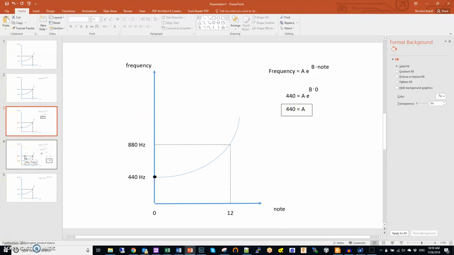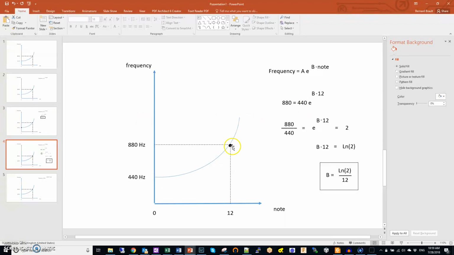Let's take a look at the next point on the graph. We know that A is 440. Let's plug this point into the equation and see if we can solve for B now. So the frequency 880 equals A, which is 440, times e^(B times 12). This is the point that I plugged into the formula.